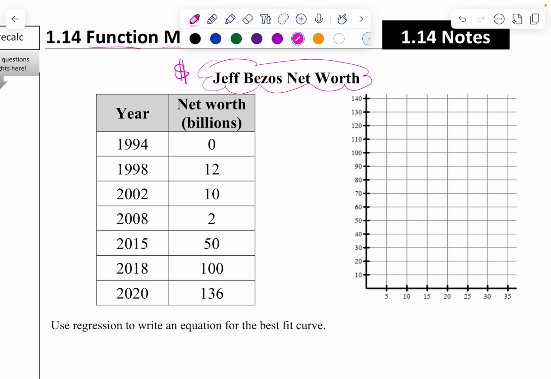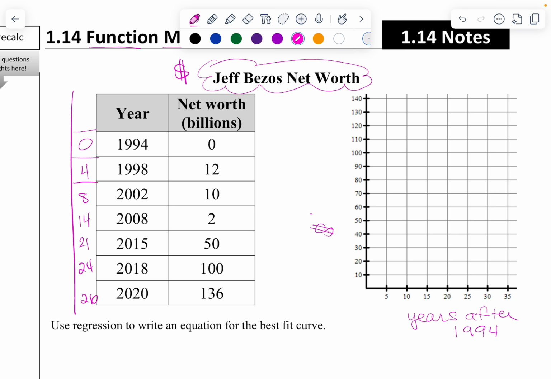As I'm graphing this on the x-axis, we're going to graph years after 1994. So let's convert this to number of years after 94. This is 0 years after 94. This is 1998, it's going to be 4 years later. And then we'll have 8, 14, 21, 24, and 26 years after, which is that 2020 mark. And then on the y-axis, we'll put money or net worth. And of course, since we're talking about Jeff Bezos, we're talking about billions of dollars.